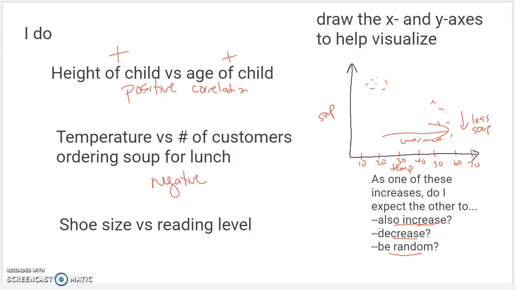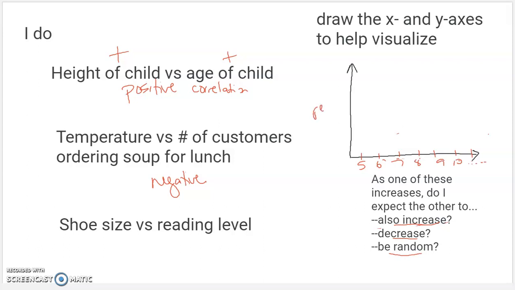Last one, shoe size versus reading level. All right, let's make the axes. What kind of correlation would I expect to see between shoe size and reading level? So shoe size, here we go. What's a low shoe size? Maybe 5, 6, 7, 8, 9, 10, and so on.